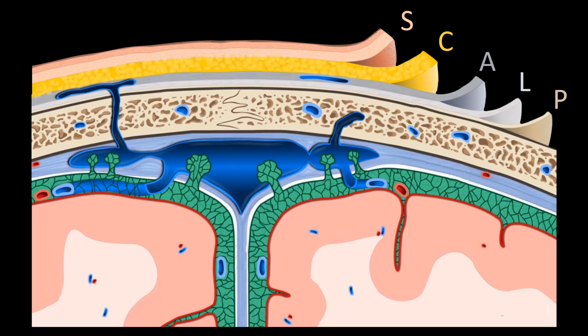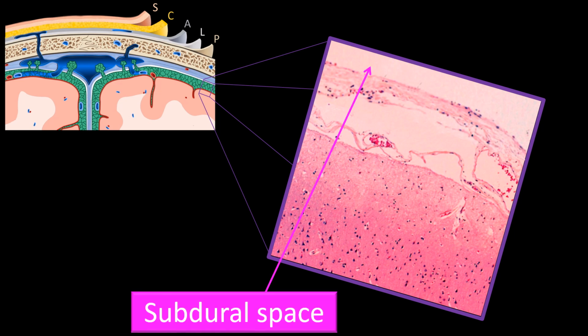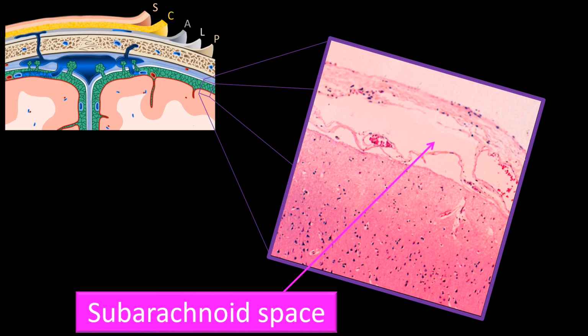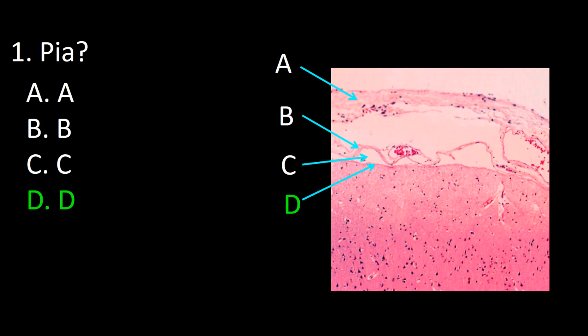I will now reduce the size of this diagram and place it in a corner, as you can see in this frame. I have done so to indicate a portion of the tissue in order to show its histological appearance. You can see the subdural space, the arachnoid, the subarachnoid space, which extends from the inner surface of the arachnoid to the pia, and the gray matter. So the answer to this question is D.